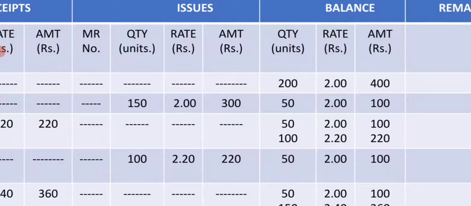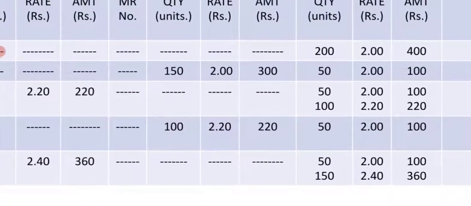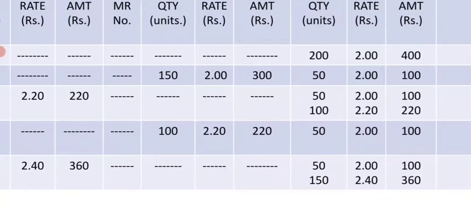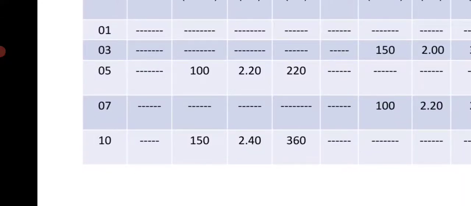So next we will write down the balance. Balance is 50 units available at the rate of 2, that is equal to 100. So from the last batch, that is 100 units at the rate of 2.20, no units are available. So the whole 100 units are issued on the date. So only one batch is available, that is 50 units at the rate of 2, that is equal to 100 rupees. So next transaction date is on 10/10/2016.